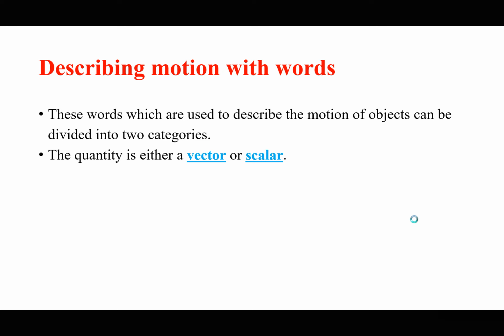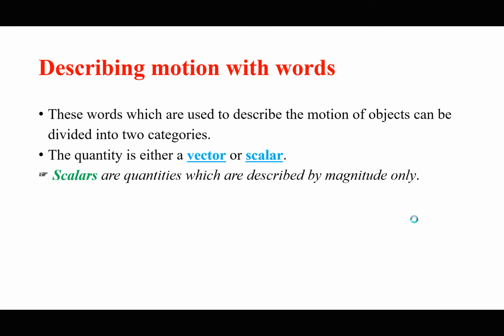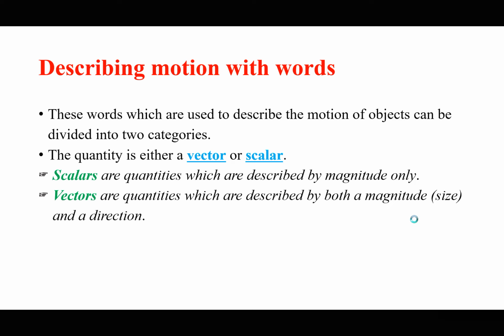Remember from your first unit of AS physics, scalar quantities are those quantities which are described by magnitude only. We don't mind about the direction, or the direction cannot be denoted. And then the vector quantities are those quantities which have both a magnitude and direction. So speed and velocity, distance and displacement, and then we have acceleration. Those are the scientific words we shall use in kinematics. That is the language of kinematics: distance, displacement, speed, velocity, acceleration.